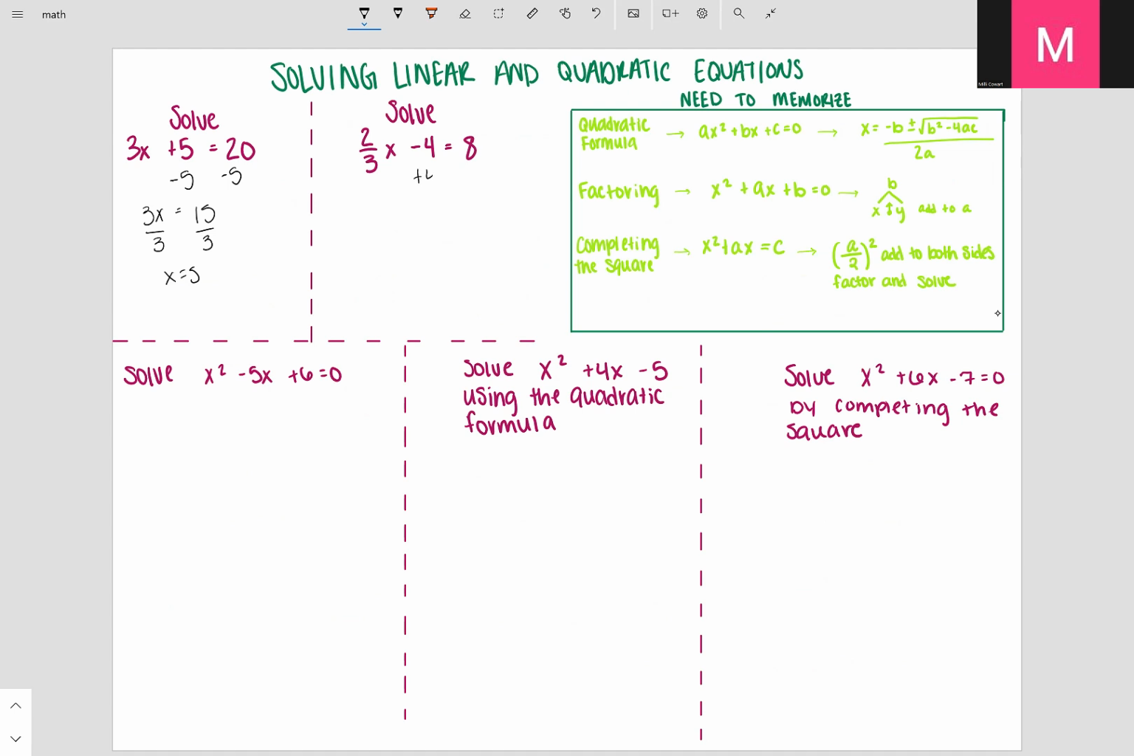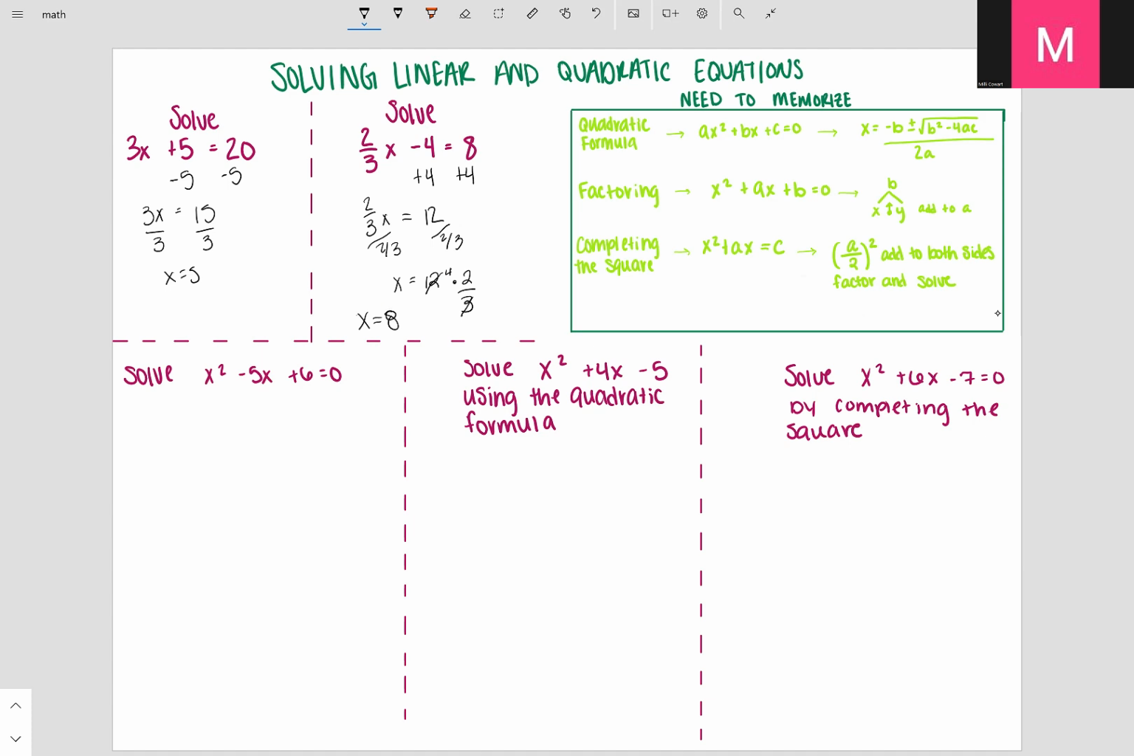And for this one, we'll add 4. And then we'll divide by 2/3. So that means x will equal 12 times 3/2, because we flipped the fraction. Now we can simplify this. So x equals 8.